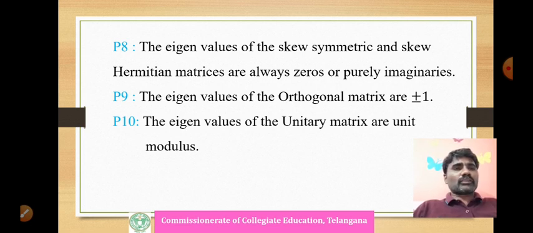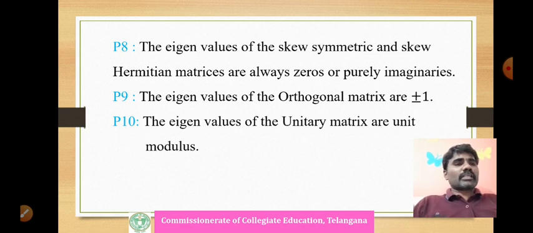And the eigenvalues of an orthogonal matrix. Orthogonal matrix means A times A transpose equals I. So det A times det A transpose equals det I, and det I is 1. Since determinant of A equals determinant of A transpose, det A times det A transpose is det A whole square. Det A whole square equals det I, which is 1. That implies det A equals plus or minus 1.